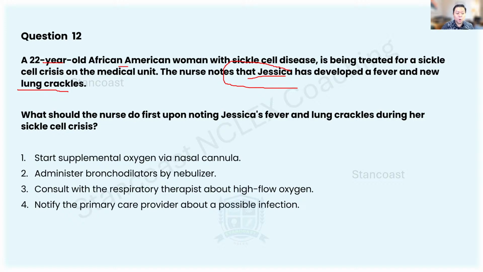Do you think 1, start supplemental oxygen via nasal cannula? 2, administer bronchodilators by nebulizer? 3, consult with a respiratory therapist about high flow oxygen? Or 4, notify the primary care provider about a possible infection? I think we already emphasized this one earlier, so good job, guys, for answering 4. This is the correct answer.